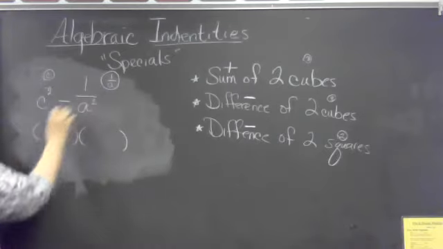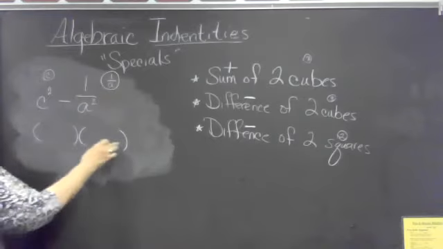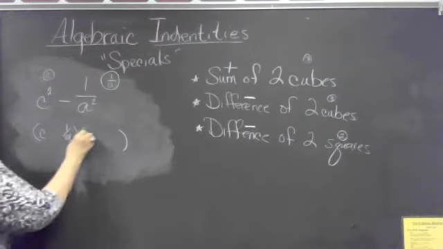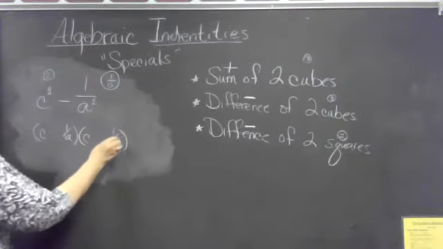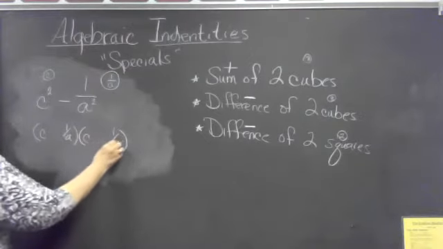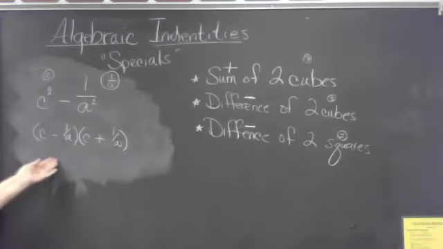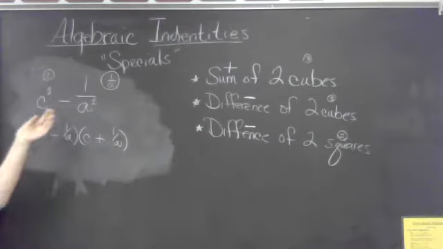The first and second go here. First and second go here. Oops, a, not 8, a. And this is the factored form for the difference of 2 squares. Better?